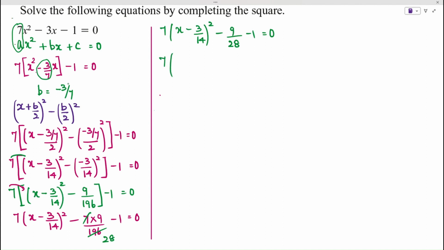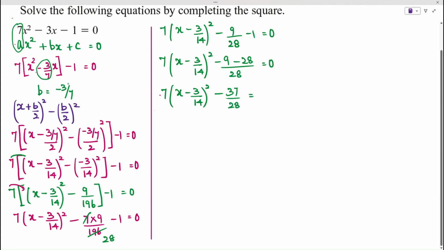Now we get 7 times (x minus 3 over 14) the whole squared, minus (9 minus 28) all over 28. We've done this by bringing the 1 into a fraction. That equals 0. So we get 7 times (x minus 3 over 14) the whole squared, minus 37 over 28 is equal to 0. And now we can start to rearrange our equation. So we get 7 times (x minus 3 over 14) the whole squared is equal to 37 over 28.